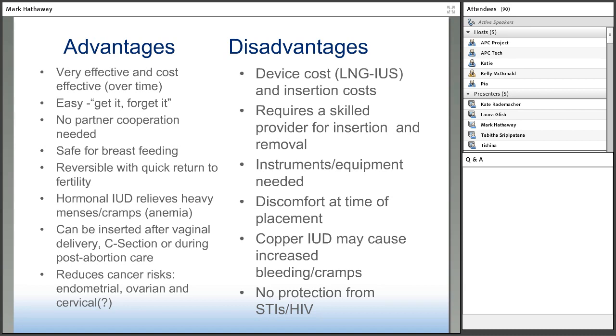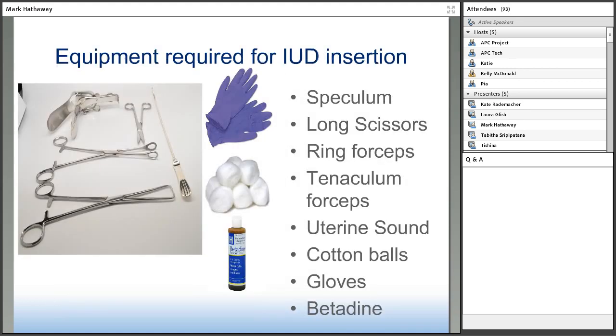Copper IUDs may cause increased cramping and bleeding with some women. A lot of women refer to that bleeding and cramping lasting about 3 or 4 months, and then most women say they don't notice much of a difference after several months of having a copper IUD in place. And it's important to mention that neither of these, nor any of the IUDs, provide protection from STIs or HIV.